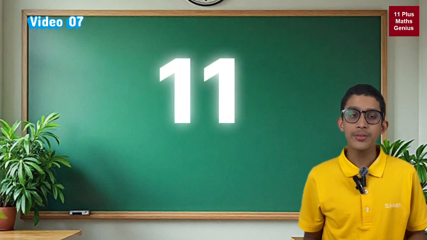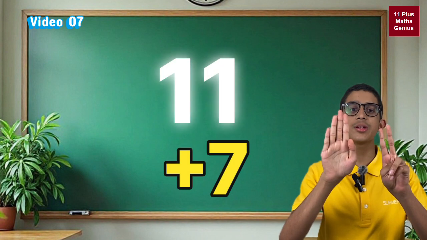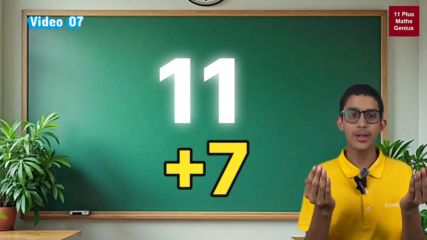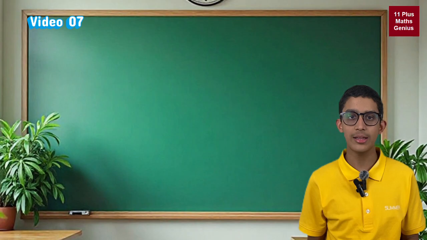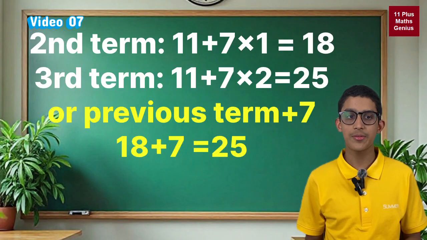Starting at 11, count forward 5 steps of 7. We can use the 7 times table or add 7 to the previous term. So the second term is 11 plus 7. The third term is 11 plus 7 times 2, or 18 plus 7, or 25, and so on.